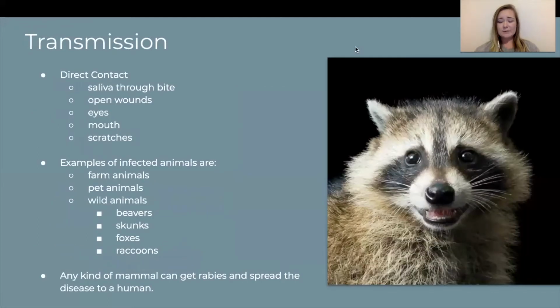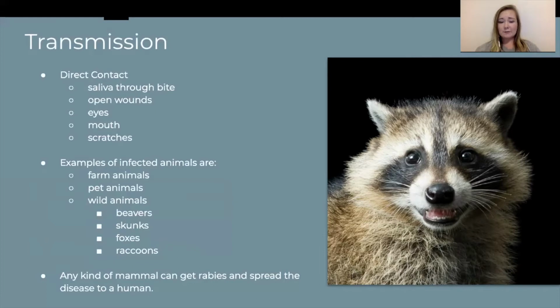As for transmission, the most popular way is through direct contact. Direct contact means that there is physical contact between an infected person or animal and a healthy person or animal. The most common way with this contact is usually through a bite from the infected animal.